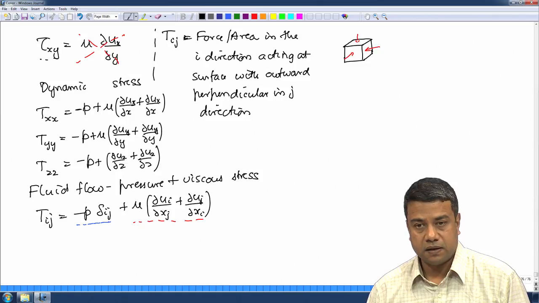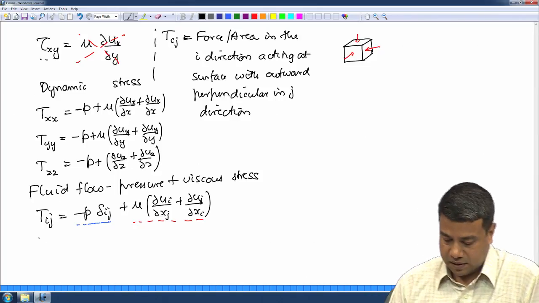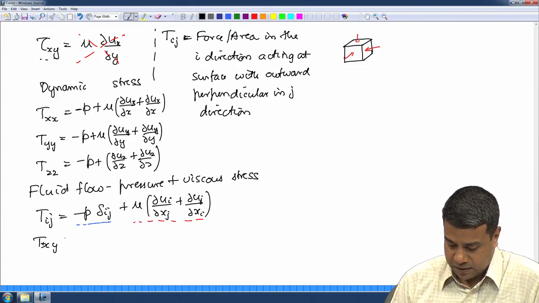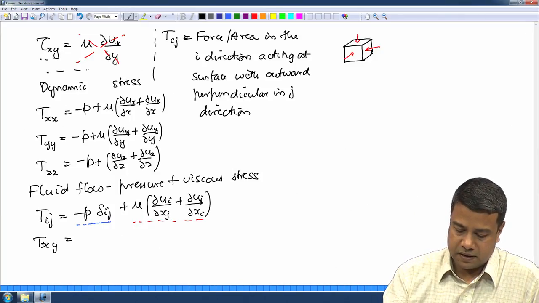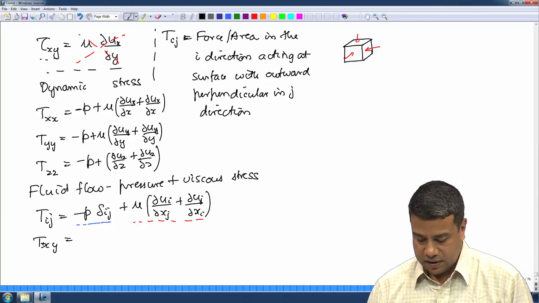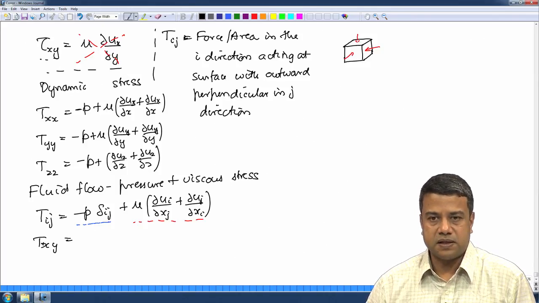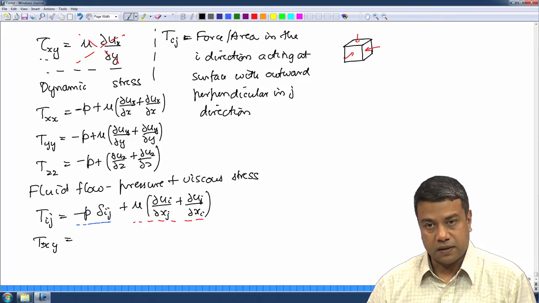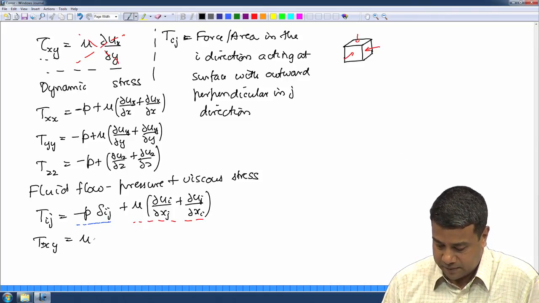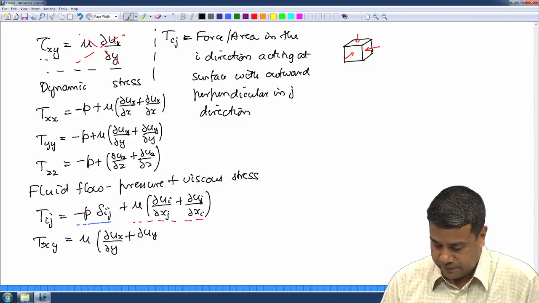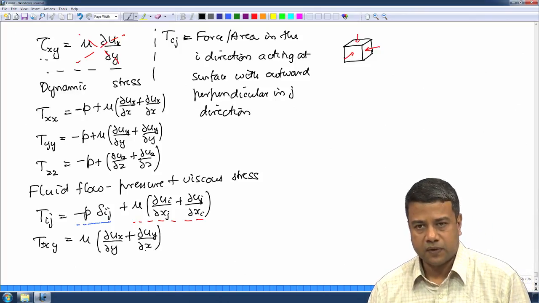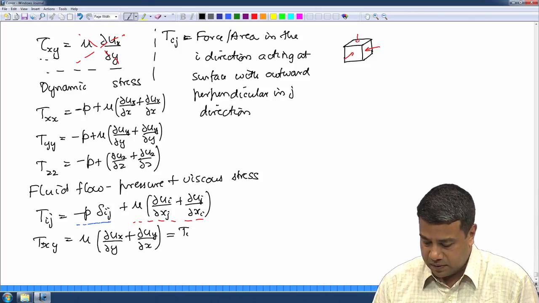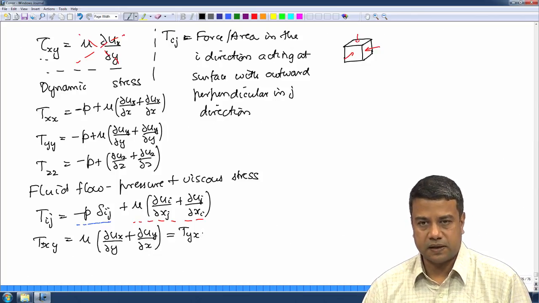and then I will get additional terms, for example Txy, the force per unit area in the x direction acting at a surface whose unit normal is in the y direction. In that case there is no pressure contribution because delta ij is 0 when i is x and j is y, but I get a second term, partial ux by partial y plus partial uy by partial x. And you can see that this is also equal to Tyx. So, it is symmetric. Whether you take Txy or Tyx you get the same result.